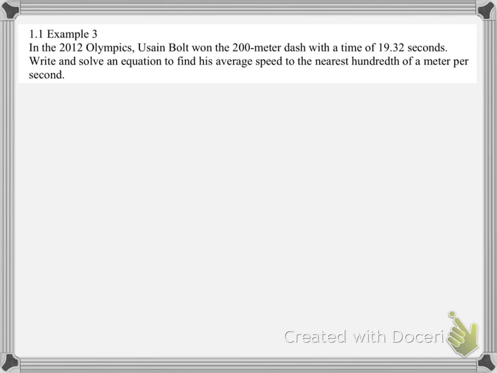In the 2012 Olympics, Usain Bolt won the 200-meter dash with a time of 19.32 seconds. Write and solve an equation to find his average speed to the nearest hundredth of a meter per second. So first, step one, understand the problem. What are we trying to find here? His average speed. So I'm actually going to mark it here. We want to find his average speed. I'm just going to underline right there. That's what we're trying to figure out, right? His speed.